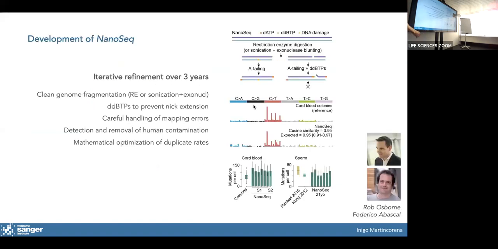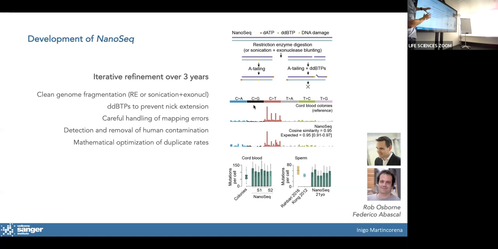There are other sources of error, and essentially what Rob and Fede did in my group over about 3 to 4 years was iteratively refine the method. They took this blood sample with very low mutations in it, applied the best version of the protocol, analyzed the error pattern, thought about what was causing the errors, and fixed them either through changes in the experimental protocol or in the bioinformatics. It was iteratively improving.